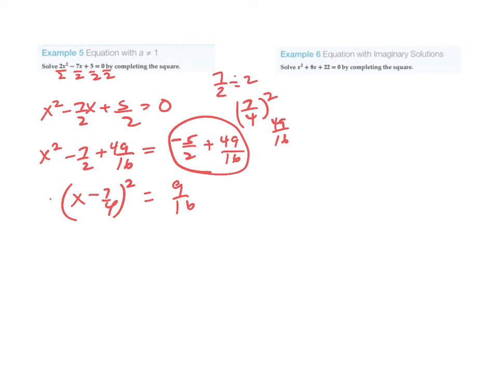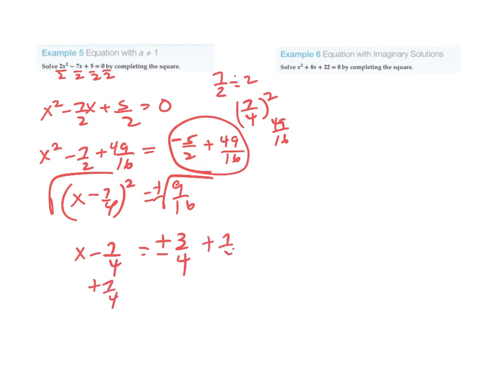And now I'm going to take my square root, plus minus square root, and that'll leave me with just my part inside. And this becomes plus minus 3 over 4. Do that in your calculator. So now I'm going to add 7/4 to both sides. Add 7/4. So x equals 3/4 plus 7/4. And it also equals a negative 3/4 plus 7/4.